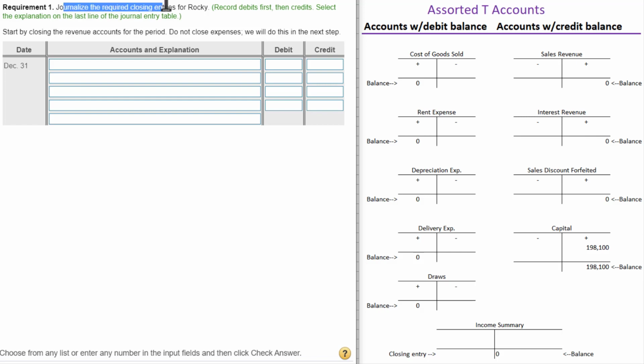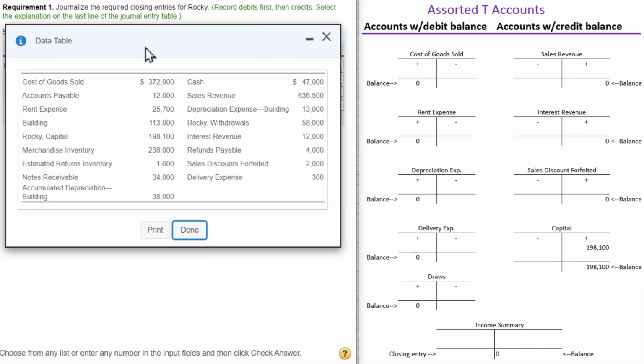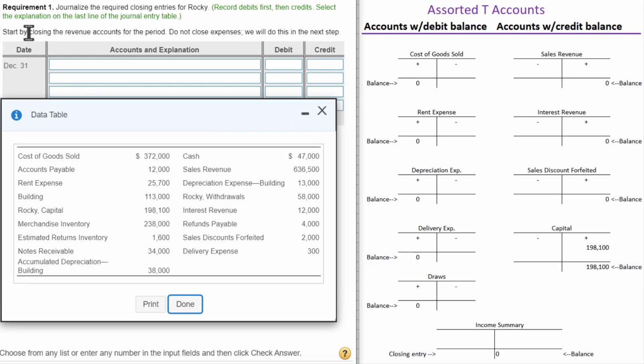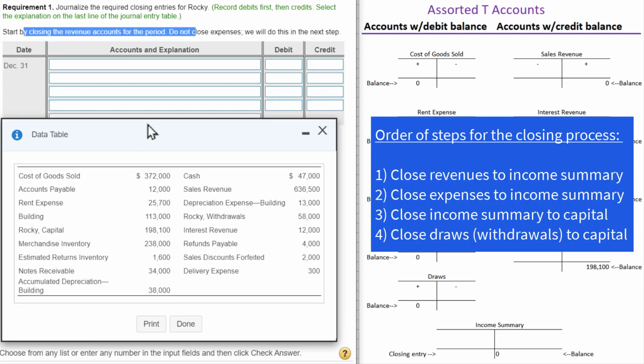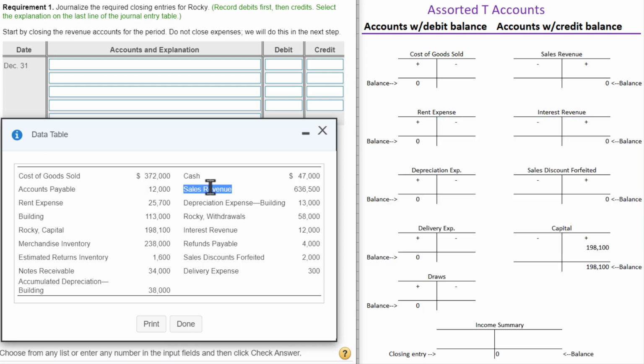Requirement 1, journalize the required closing entries for Rocky. Record debits before credits, of course, as always. And select an explanation. So here's our accounts. And the first thing we want to do is start by closing the revenue accounts for the period. So let's find our first revenue. So looking through here, starting from cost of goods sold, working my way down. I don't see any revenues on this side. And then starting over here, working my way down. Here we go, sales revenue.